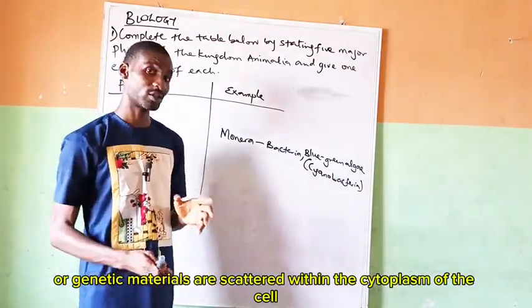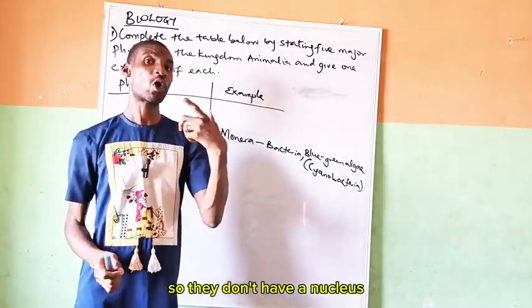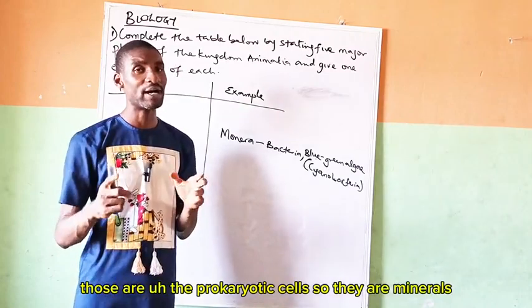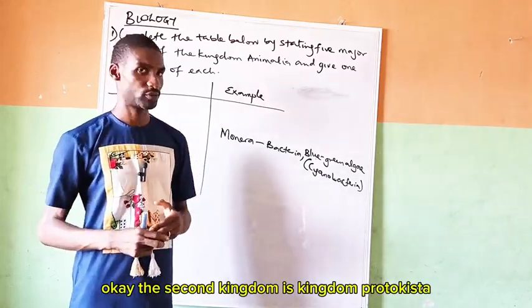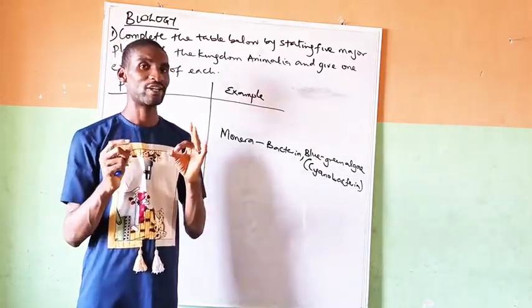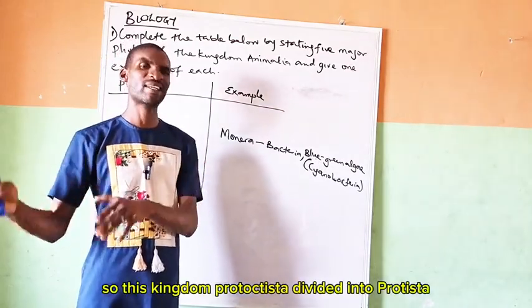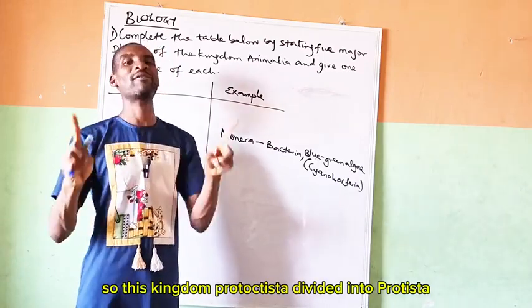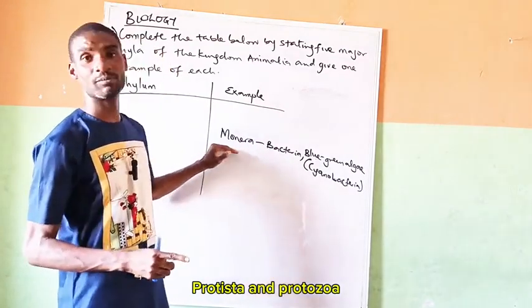And what are prokaryotic organisms? They are organisms that do not have membrane-bound organelles. They do not have a nuclear membrane. They don't have a true nucleus. Their hereditary materials or genetic materials are scattered within the cytoplasm of the cell. So they don't have a nucleus. Those are the prokaryotic cells, so they are monerans.